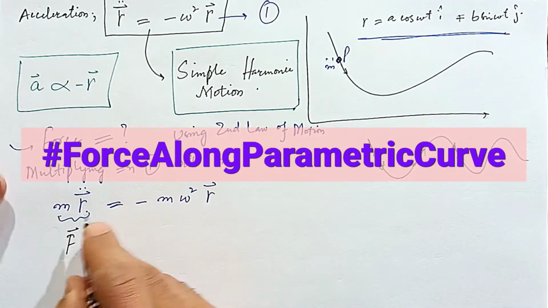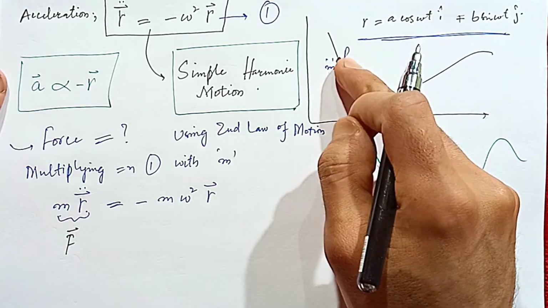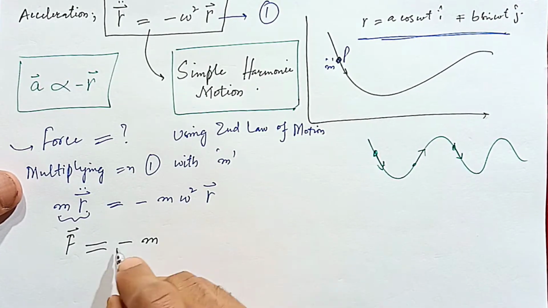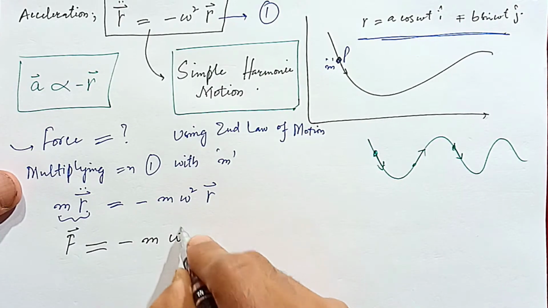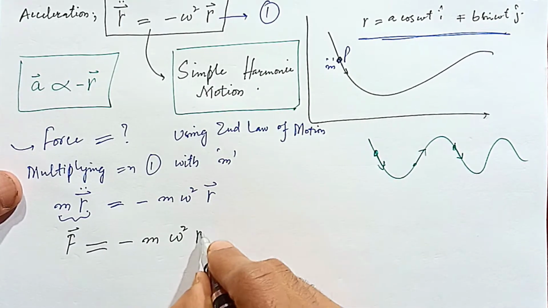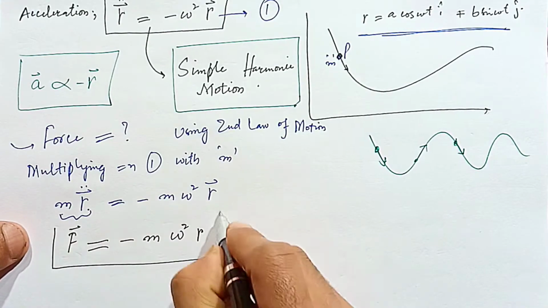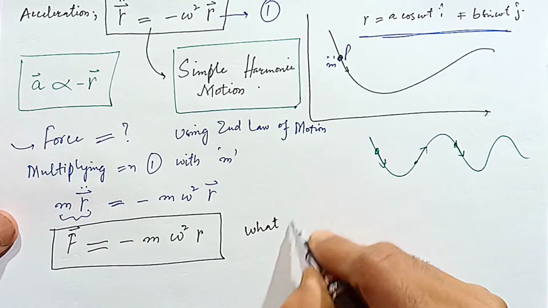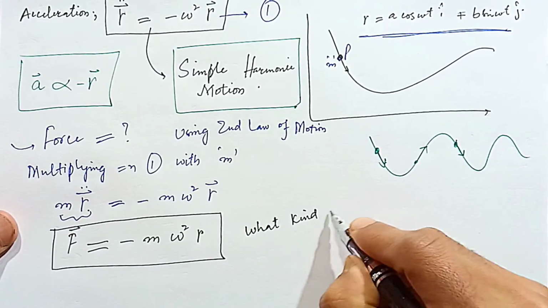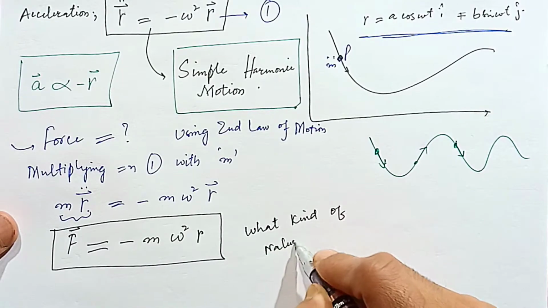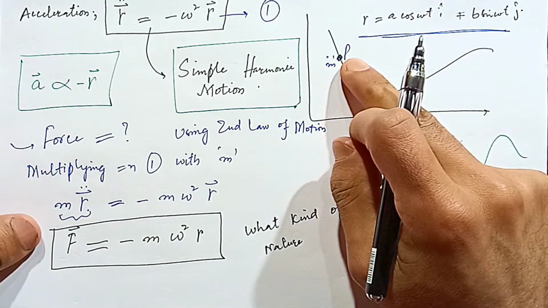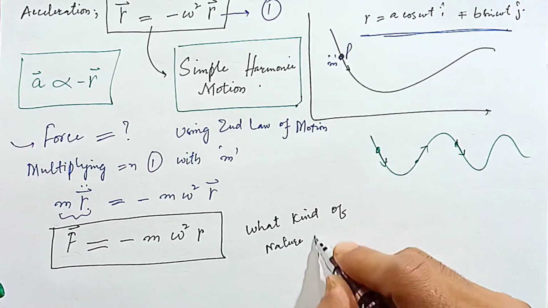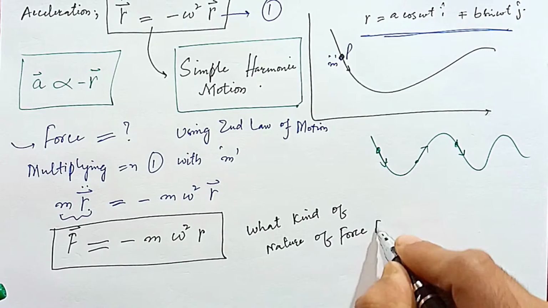Force acting onto this particle which is moving along this very path. So force will be given as equal to minus m omega square r, and this will be the force applied onto this body. But we have to calculate what kind of nature of the force is applied onto this very particle. So we have to discuss the nature of force F.